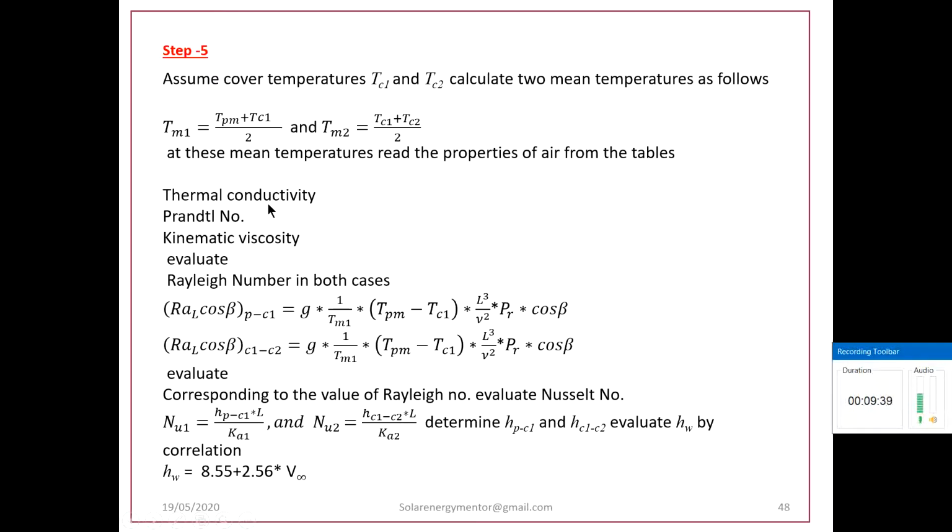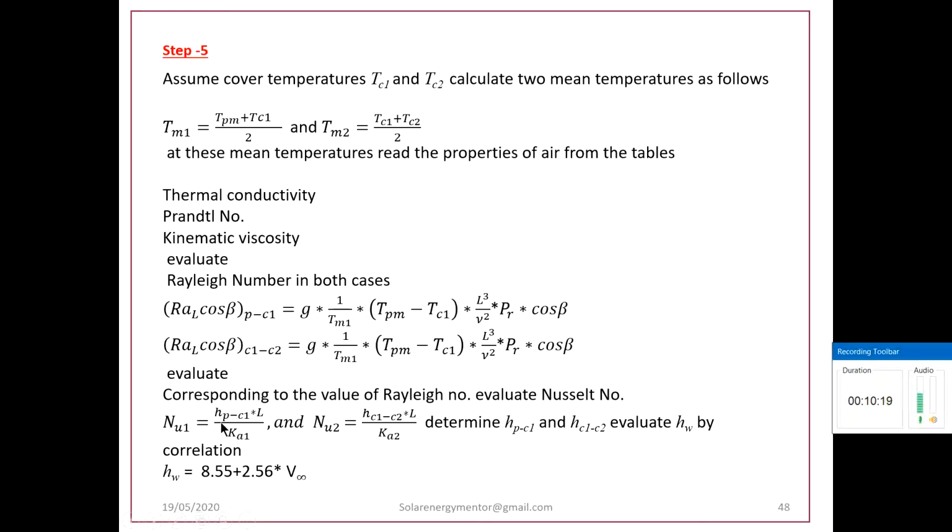What properties will we need to read? Thermal conductivity, Prandtl number, kinematic viscosity. With these properties, we can find out the Rayleigh number in both cases. Of course, it is Ra cos beta, the modified Rayleigh number. So we find the Rayleigh number for the case of plate to glass cover 1, and then the Rayleigh number for cover 1 to cover 2. The data is given in the book that, corresponding to a Rayleigh number, the Nusselt number can be found out.